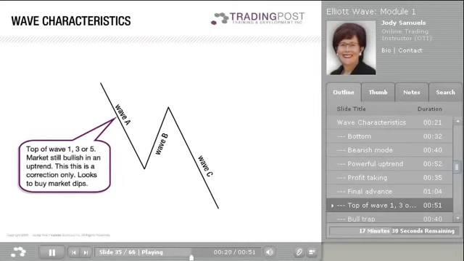The A wave sets the tone for the B wave move. If A travels in 5 waves, the correction is likely to go deep as a zigzag move. If A travels in 3 waves, then the correction is likely to be a flat correction or a triangle.